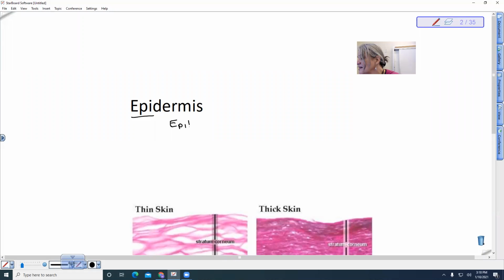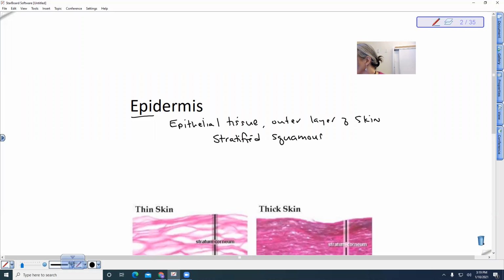So we say that it is epithelial tissue only, but it makes up the outer layer of the skin. What is really interesting about the epidermis is that it is stratified and it is squamous. So we say that it is stratified squamous epithelial tissue. Using what we've learned previously, stratified means that it is many layers of flat cells.